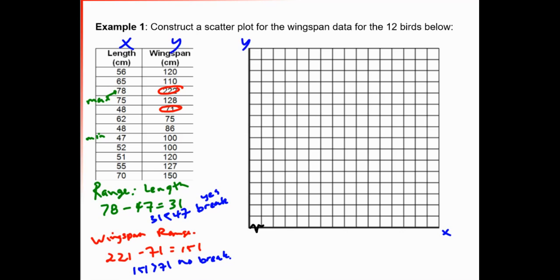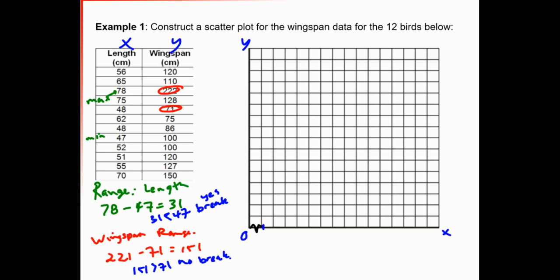Now we have to ask ourselves, how many squares do we have? Well, along the x-axis, we have 1, 2, 3, 4, 5. Again, count starting at this one. Don't count the break because that break is taking up space. And both of these start at 0, 0. So 1, 2, 3, 4, 5, 6, 7, 8, 9, 10, 11, 12, 13, 14, 15. So we have a range of 15.